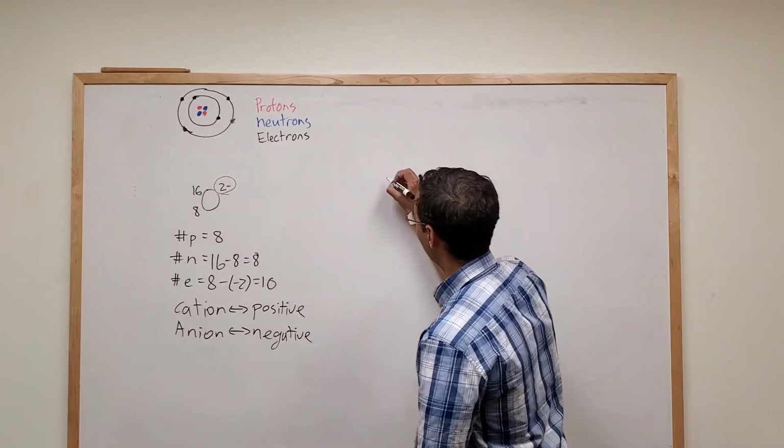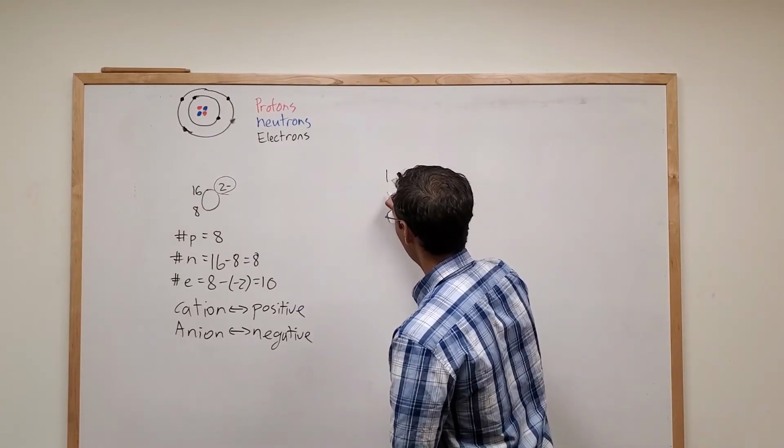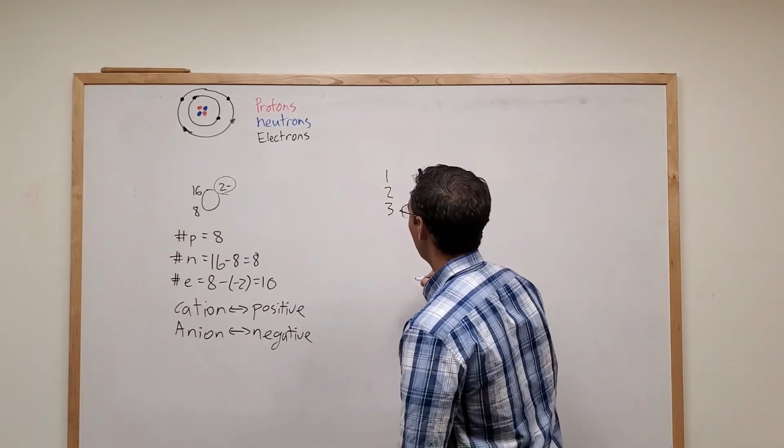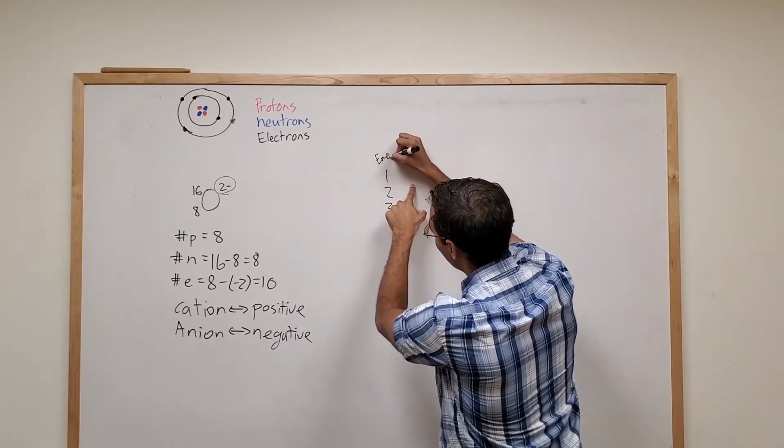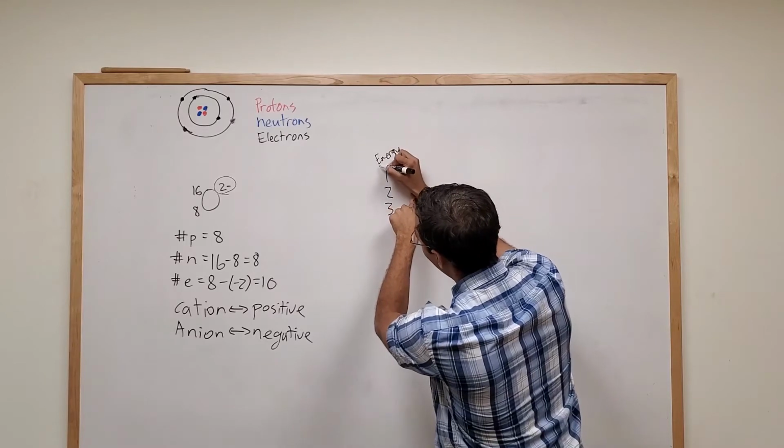When we're looking at principal energy levels, let's say we have energy level 1, 2, 3. The number of electrons, so this is the energy level.